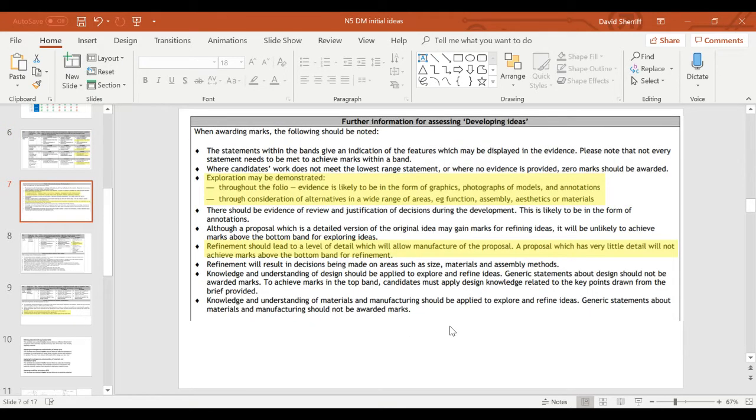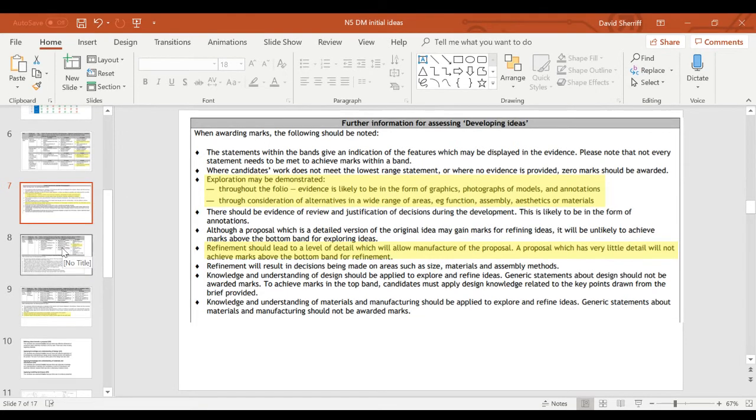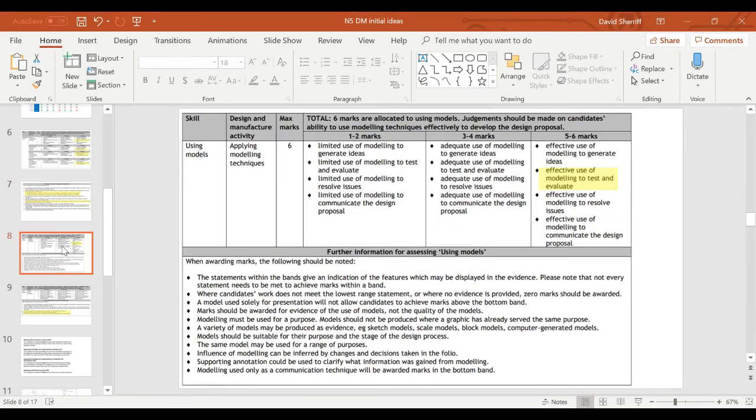Other bits that I wanted to highlight is that this bit here, refinement should lead to a level of detail which will allow manufacture of the proposal. So as we head through this stage and to the stages of manufacture, you will need to have knowledge of all the different joints that you're going to use. You're going to have to know what materials you're using, what sizes things will be. This is your project that you need to make these decisions on.